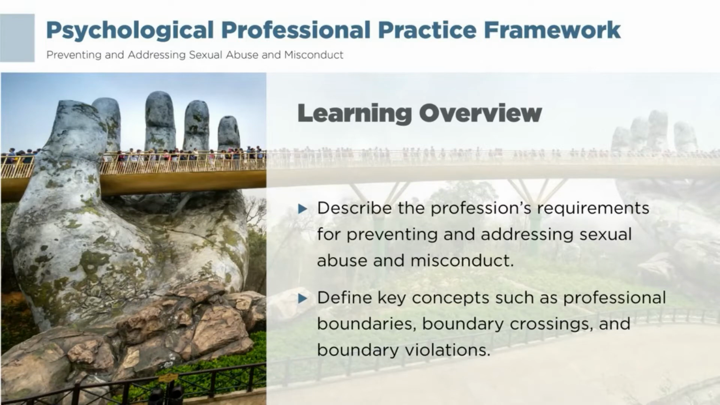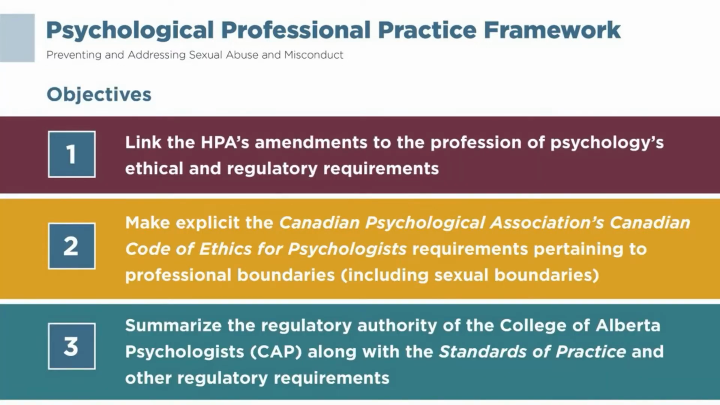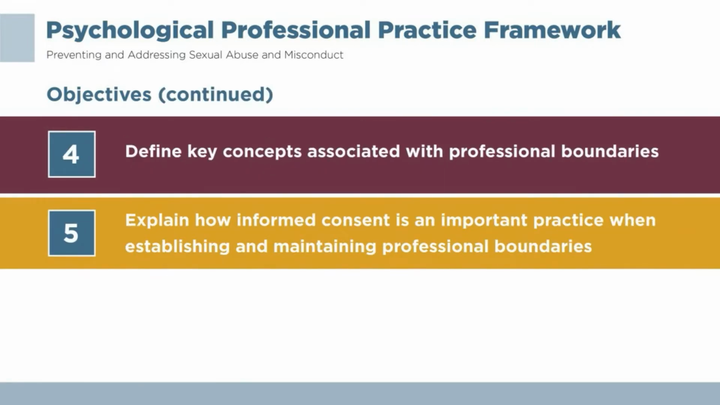This module also defines key concepts such as professional boundaries, boundary crossings, and boundary violations. After reviewing this module, learners should be able to: 1. Link the HPA's amendments to the profession of psychology's ethical and regulatory requirements. 2. Make explicit the Canadian Psychological Association's Canadian Code of Ethics for Psychologists requirements pertaining to professional boundaries, including sexual boundaries. 3. Summarize the regulatory authority of the College of Alberta Psychologists, CAP, along with the standards of practice and other regulatory requirements. 4. Define key concepts associated with professional boundaries. 5. Explain how informed consent is an important practice when establishing and maintaining professional boundaries.